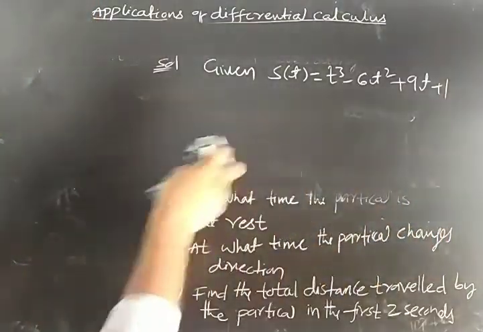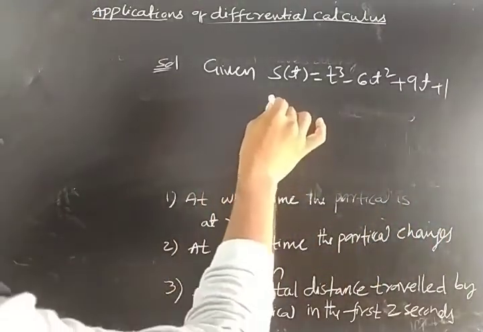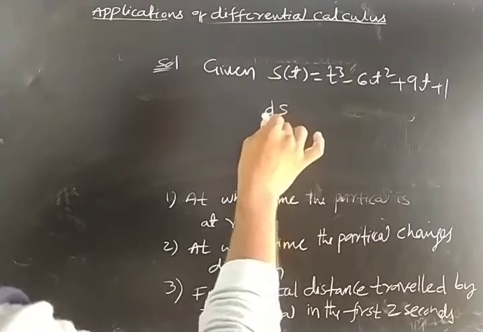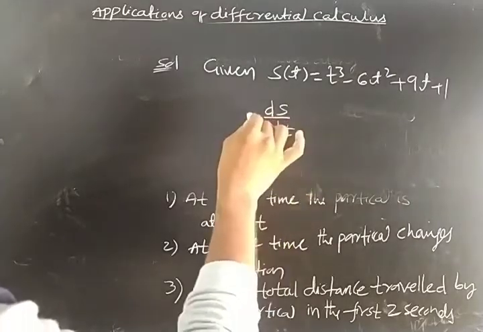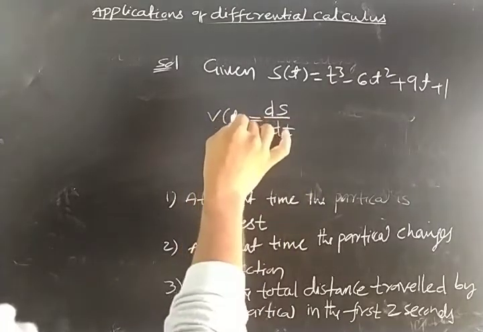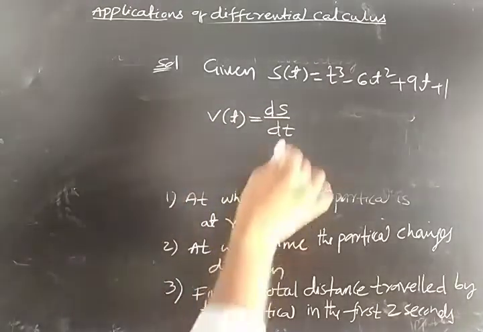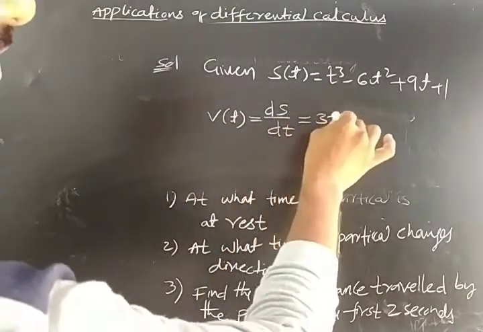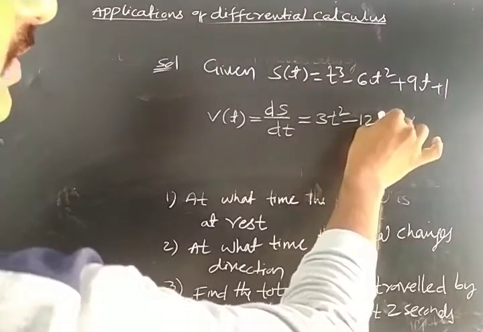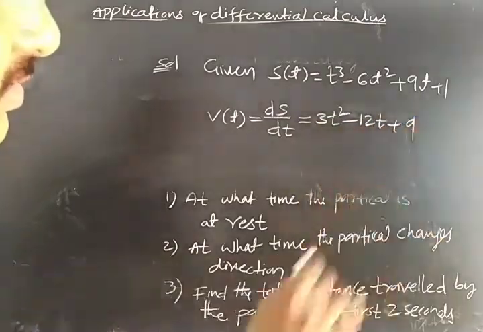By differentiating it, you will get velocity. So I am differentiating it, ds by dt. It will give velocity. Velocity is denoted by v of t. ds by dt is 3t square minus 12t plus 9. Right?